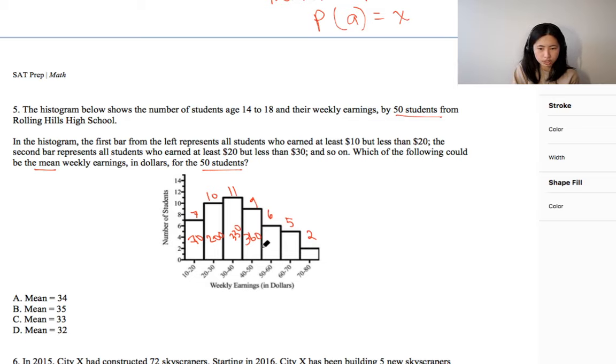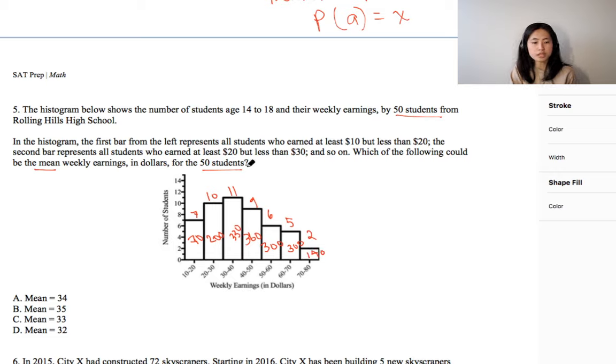So that's 300. And then this bar is 5 times 60, so that's 300. And then you have 2 times 70, right? So that would give you 140.